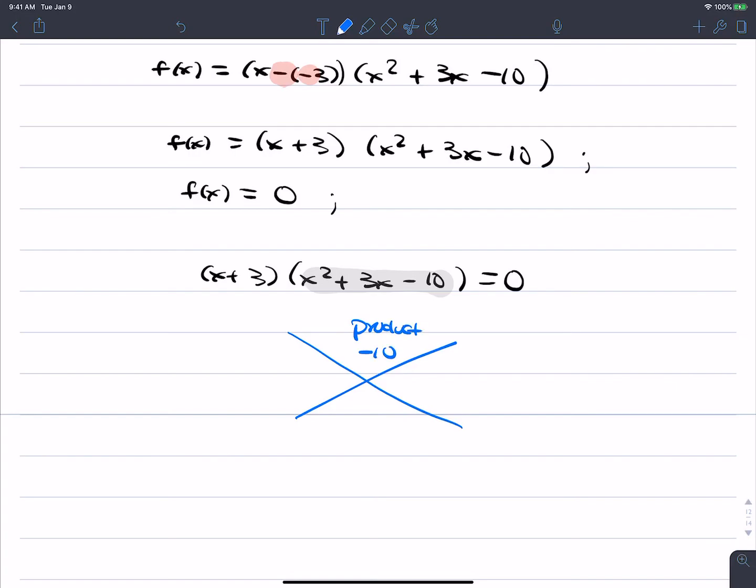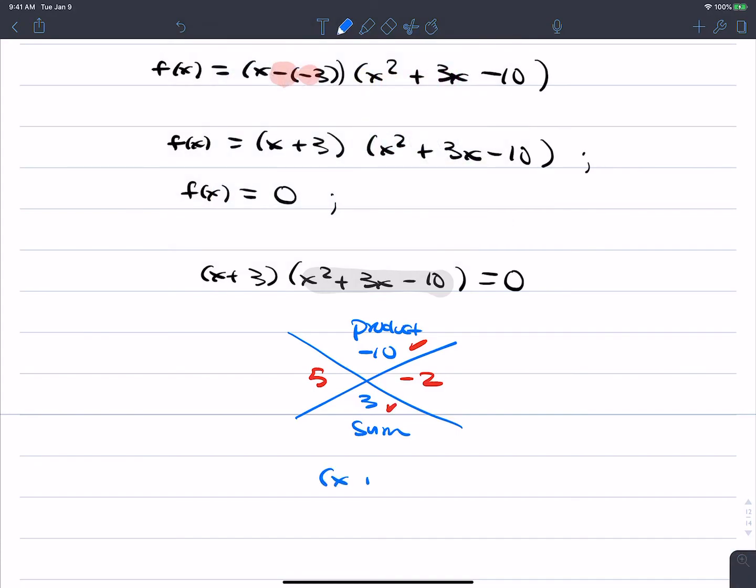Product is negative 10. Sum is 3. I need two numbers multiplied together is negative 10, but when added is positive 3. We can say 5 and 2 and make the 2 negative. And so 5 times negative 2 is negative 10. 5 minus 2 is positive 3.